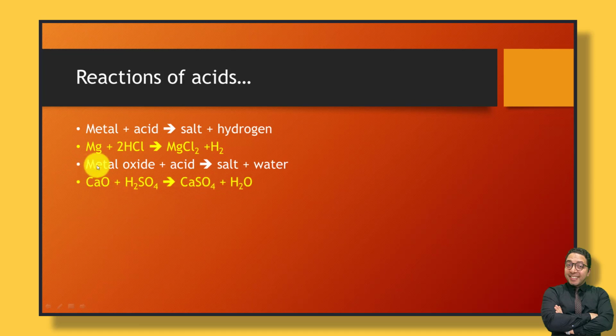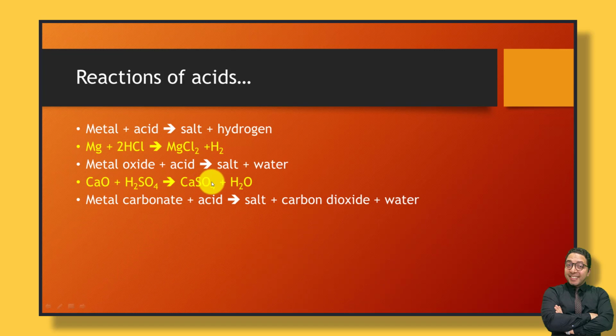So as you can see here, the difference between the metal oxide and the metal reaction is that we have oxygen. So oxygen will change the product from hydrogen into water. So an indicator for metal and acid, we have the formation of bubbles of gases, which is not present in the metal oxide case.